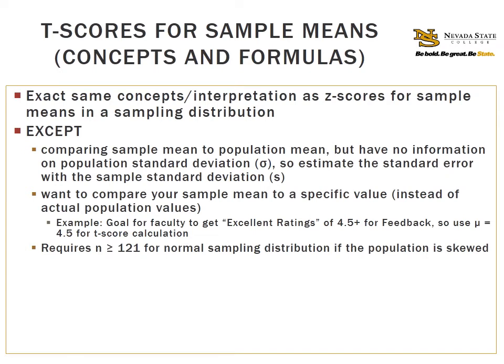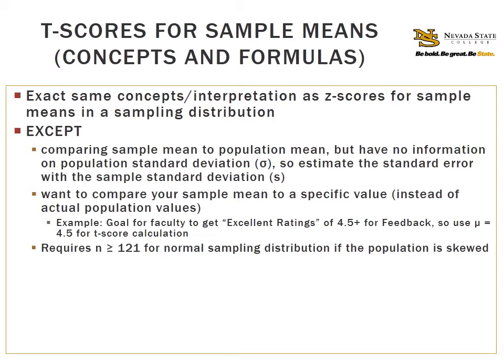Also, when it comes to the sampling distribution, for t to be normal, you need to have a sample size of at least 121. This is because there's more variability now. Back in the past, when we looked at all the possible z-scores, the only thing that changed from one z-score to the next was the sample mean.